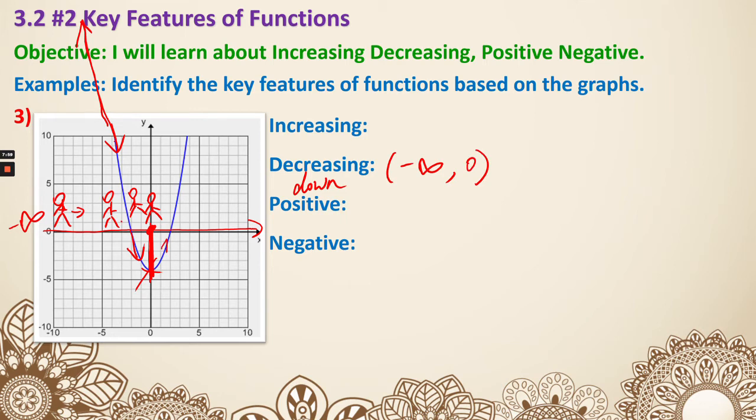Then you can see, oh, it's coming up. And he's here, it's coming up. It's still going up. In that case, increasing started from 0. And as he walked to the right, it's always increasing, so it goes to infinity. Next, positive, which means any part that is above the ground.